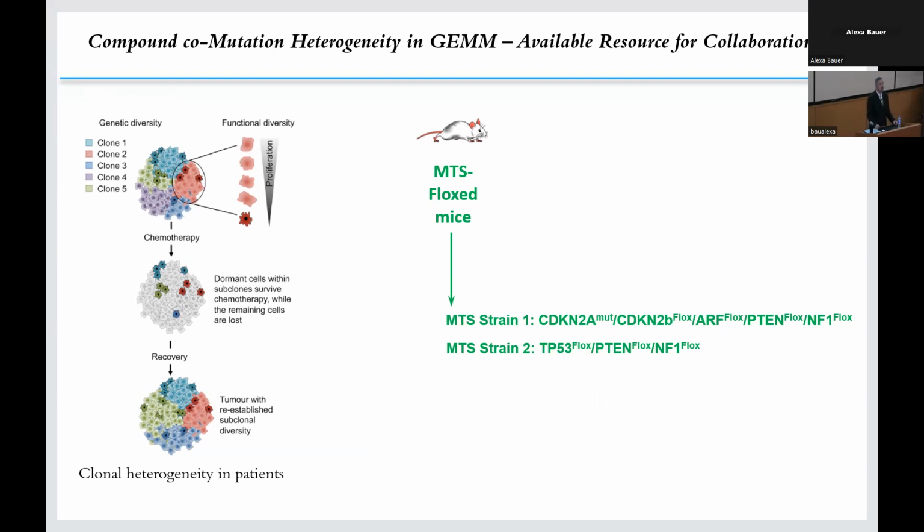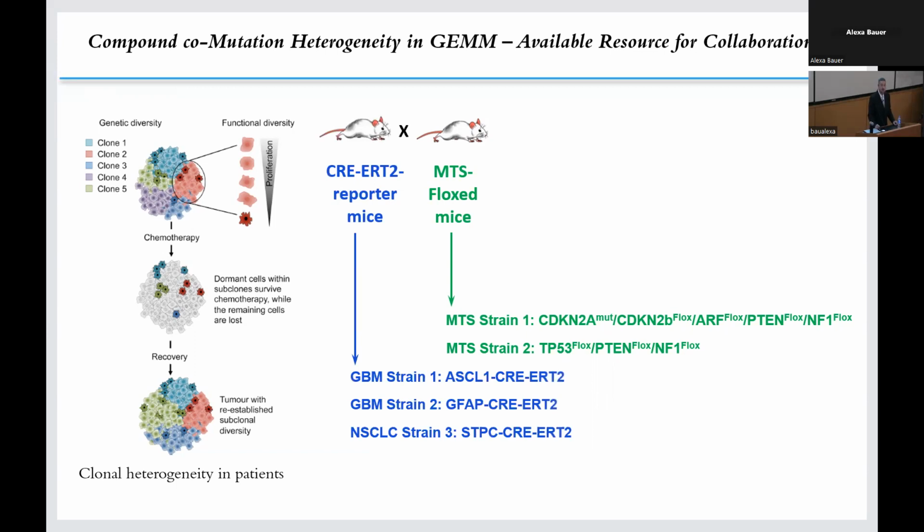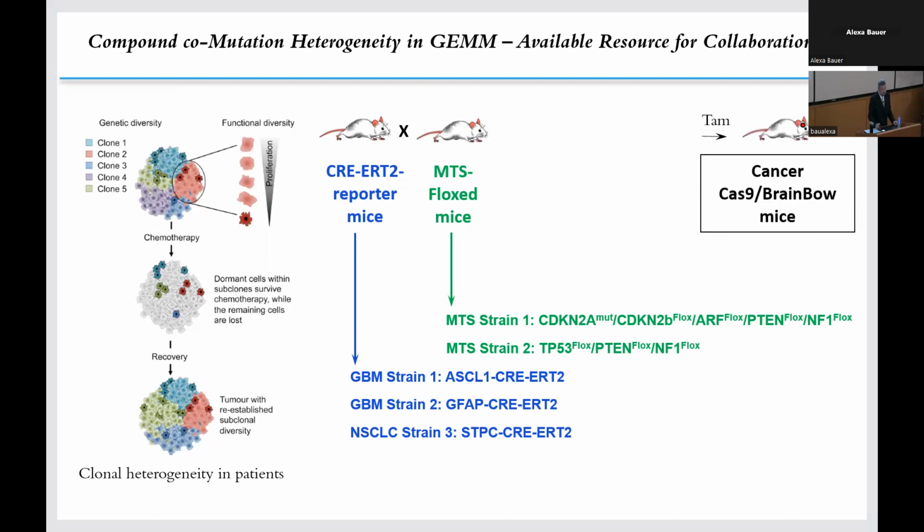So we have all of these targets, 8 different genotypes, floxed under a tissue-specific promoter. Depending on the strain that you use, you could induce loss of tumor suppressor expression in any tissue you would desire. Currently, we have these as glioblastoma models using the ASCL and GFAP3, testing different tumor-initiating cells, as a non-small cell lung cancer using the surfactant protein CRE-ERT2.